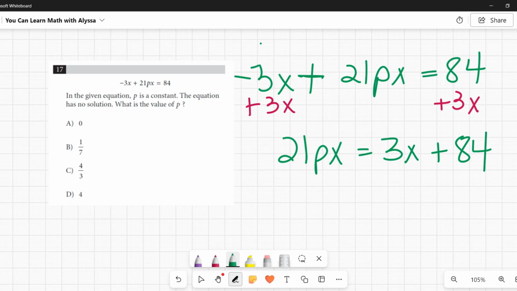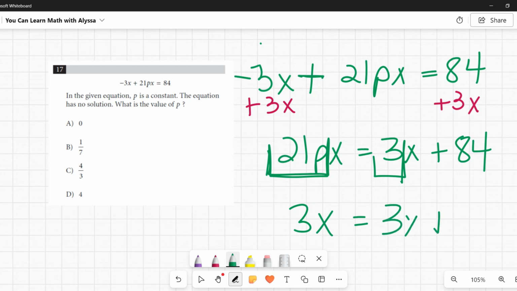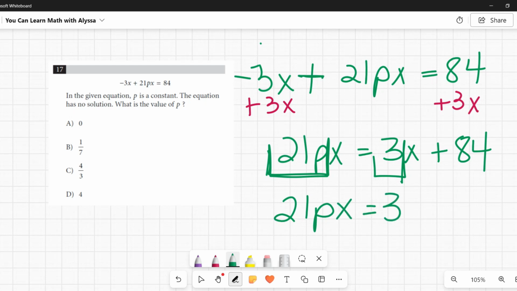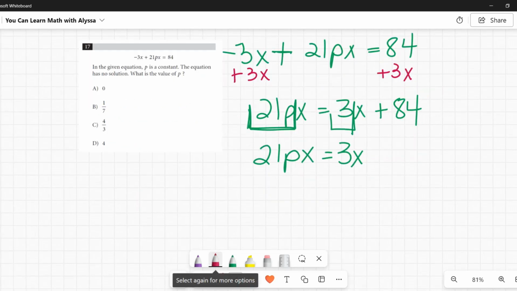Okay, now we've got this 21px and we've got 3x. Well, what would happen if 21p was equal to 3? Then I would have 3x equals 3x plus 84, and that would be impossible. That I think is our way here. What if we said that 21px is equal to 3x? Let's solve for that, and then we'll get a p that we can plug into this equation and make it impossible with no solution.